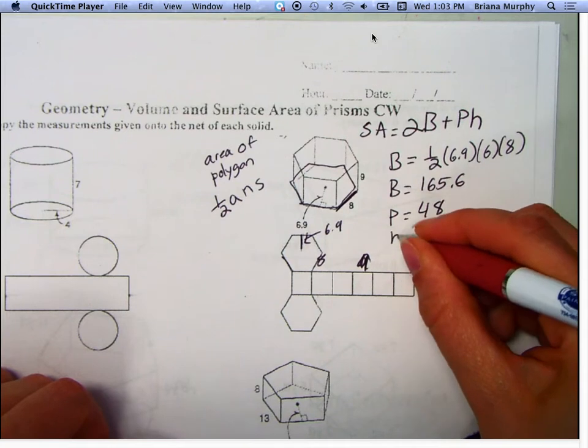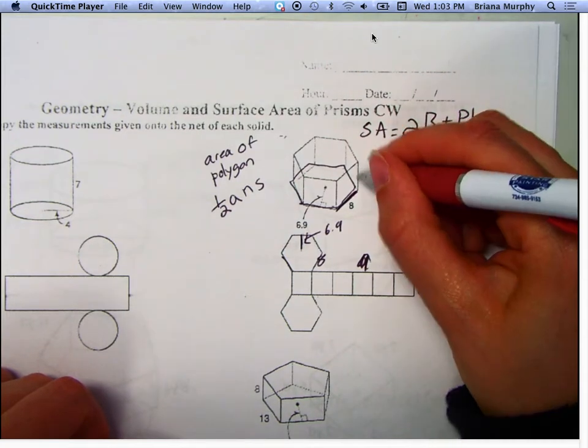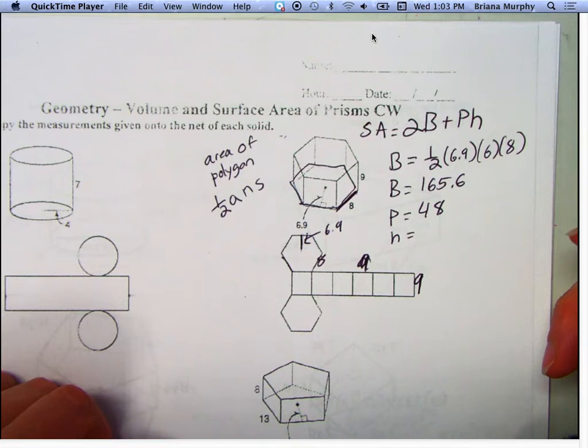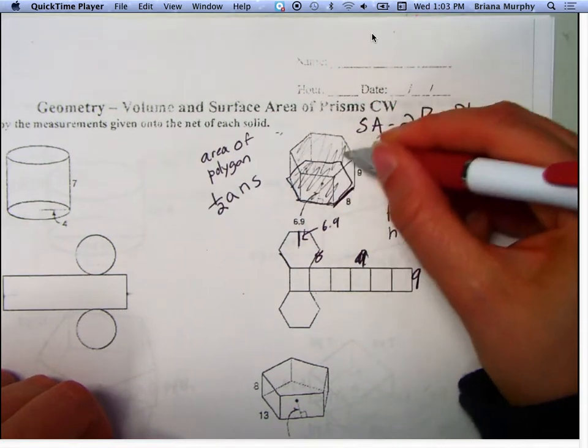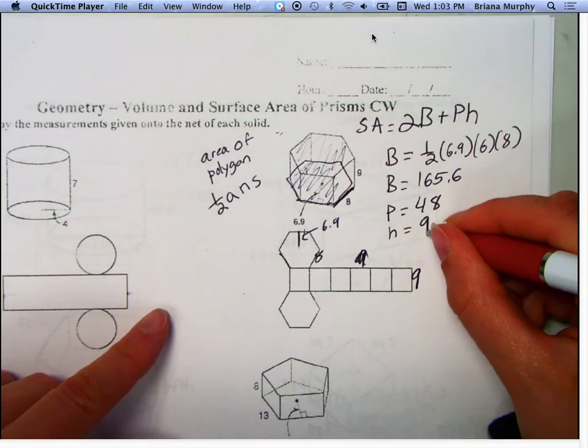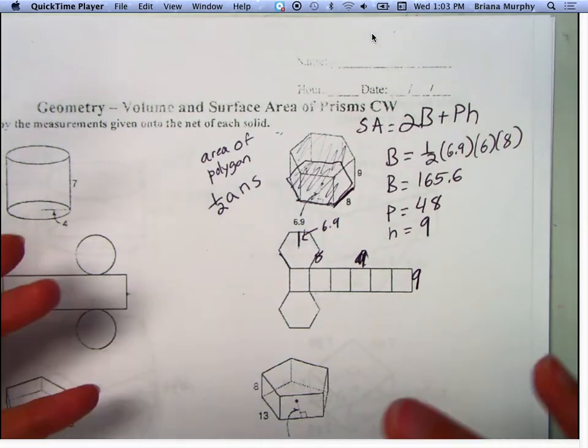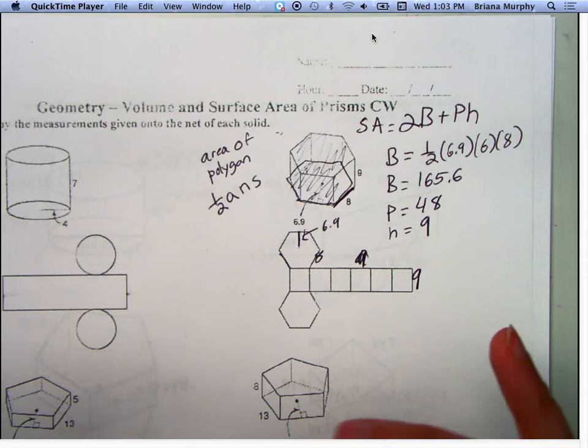And what is the distance between the two bases? So here's the bottom base, right? Here's the top base. 9. There you go. I don't like to say height because what if it was turned on its side? It's still the distance between those two.